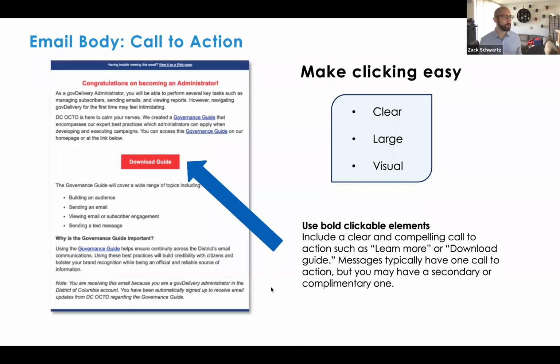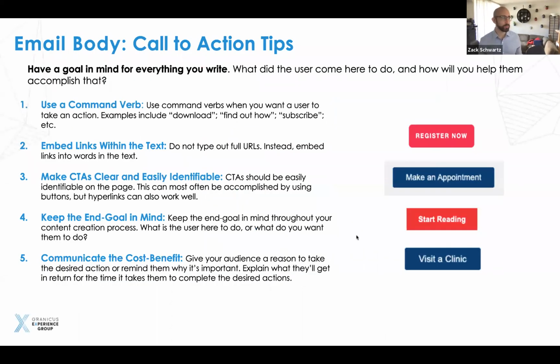So some other tips on how to create a strong call to action. Again, we use a commanding verb, something like download, register, find out, do it. Here's the command, right? As opposed to something like just the button being DC Octo website, which might just tell you what the landing page is, but that's not a call to action. That's not a command. You really want to make sure that you're telling people what to do. Make sure the text links to somewhere, and don't type out the full URL in your email, because that's kind of off-putting to people. Make sure that the link is embedded within the button or within hyperlinked text within your email.